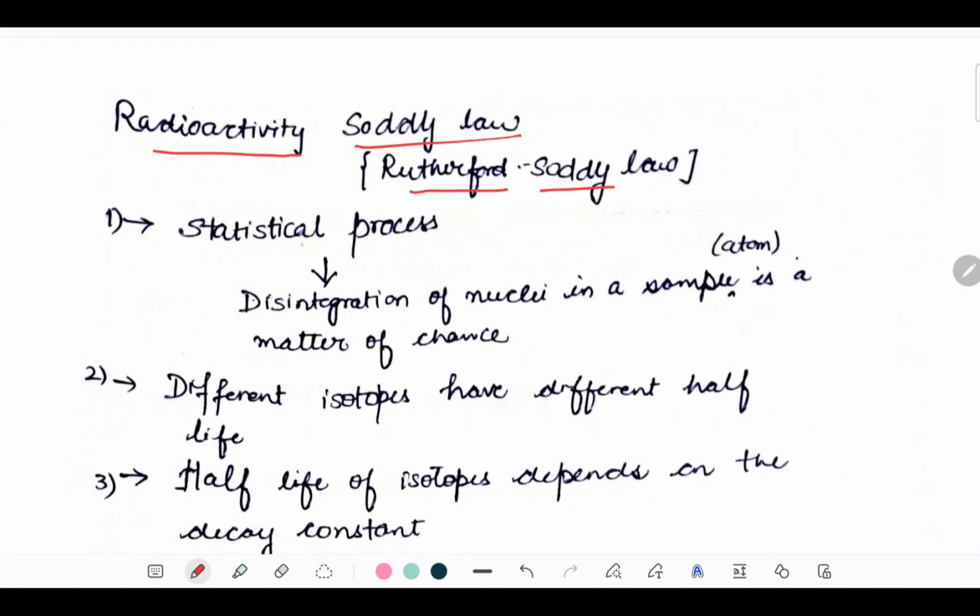This law states that the disintegration process of nuclei in a sample is a matter of chance. It is not that first alpha decay will occur and then beta decay will occur. It is just a matter of chance, so it is a totally statistical process. Second, when the disintegration occurs, different isotopes have different half-lives.